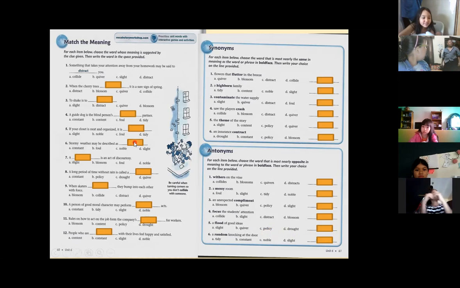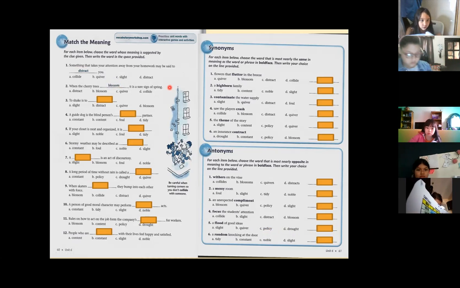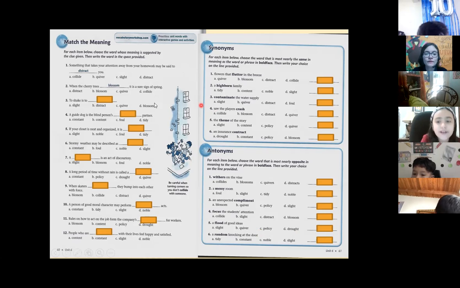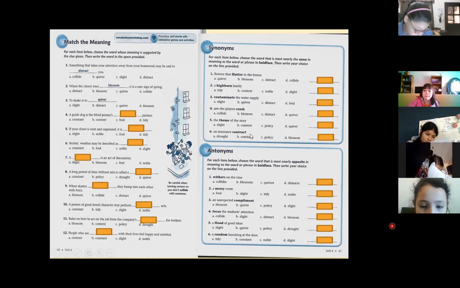Now let's continue. Number two, when the cherry trees, it is a sure sign of spring. The flowers, what are they doing? The flowers or the trees, the cherry trees? Blossom. Blossom, right? When the trees blossom, it's the surest sign of spring. Number three, to, if you're shaking because you're nervous. Quiver. Excellent. You remember that quiver means to be shaking, to be nervous.